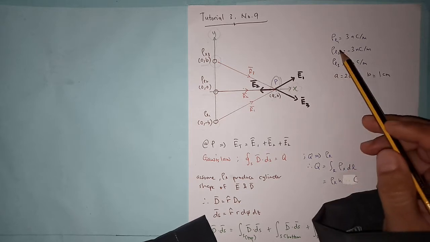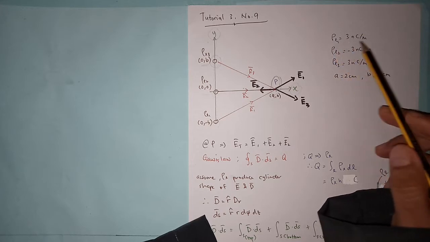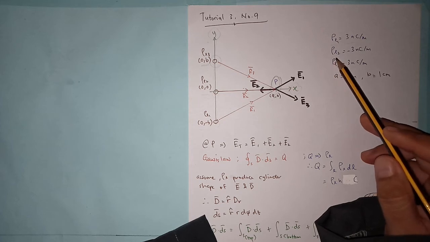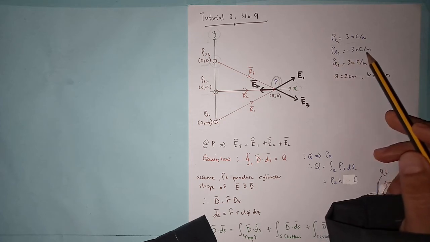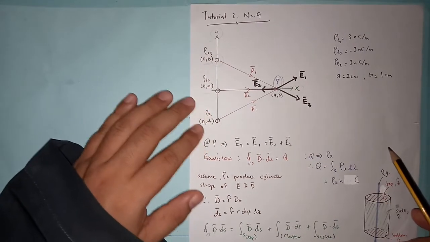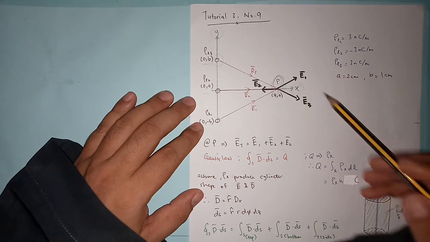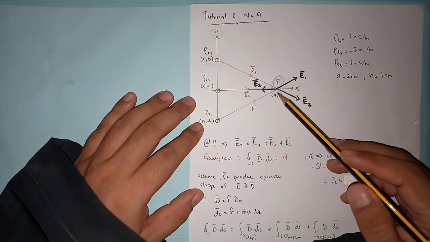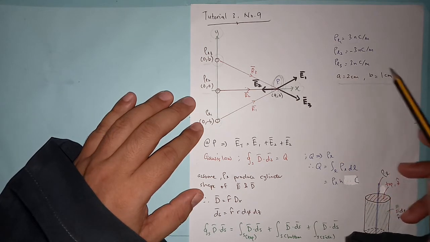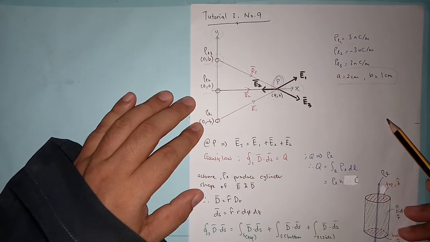The value of each line charge density given in this question is rho L1 equal to 3 nanocoulomb per meter, rho L2 equal to minus 3 nanocoulomb per meter, and rho L3 equal to 3 nanocoulomb per meter. Then we need to find the expression of the electric field intensity at this point, and evaluate it at the given point, where A is equal to 2 cm and B is equal to 1 cm.